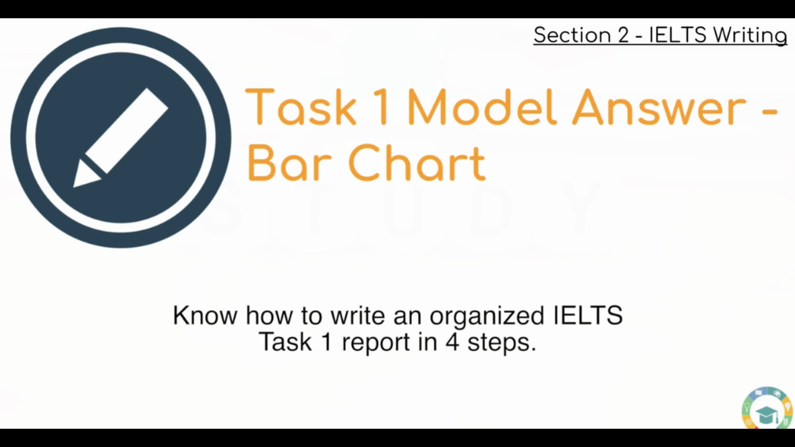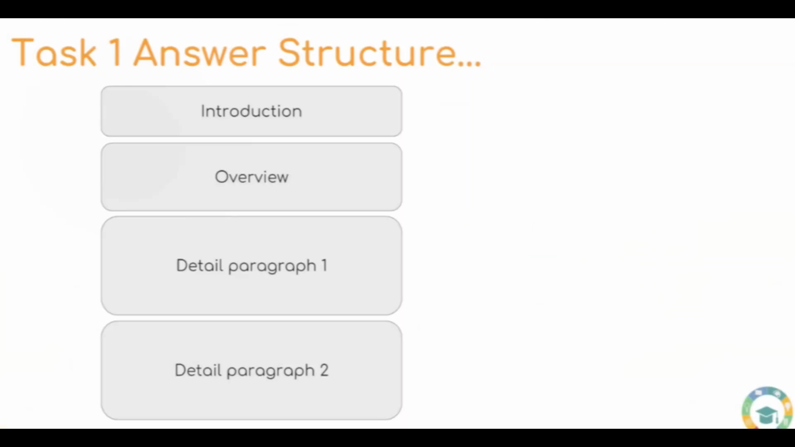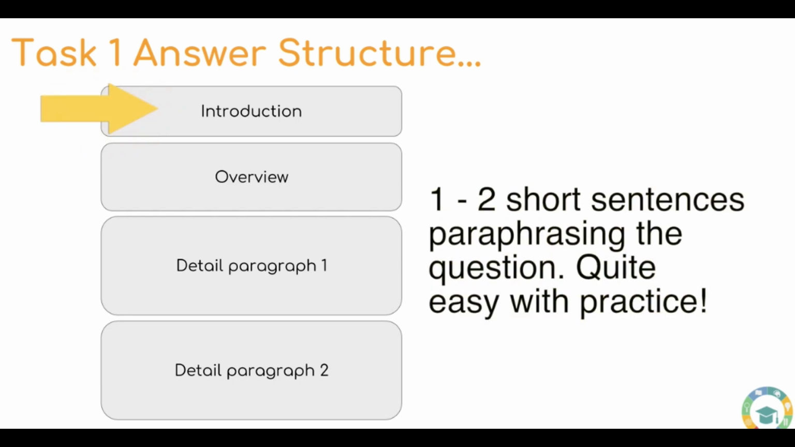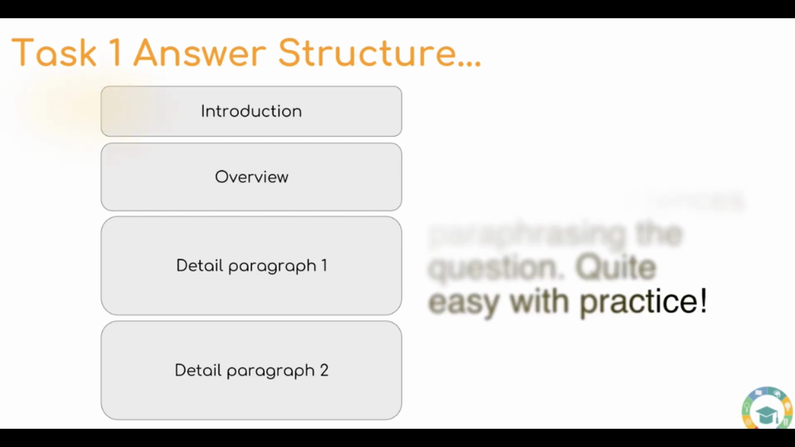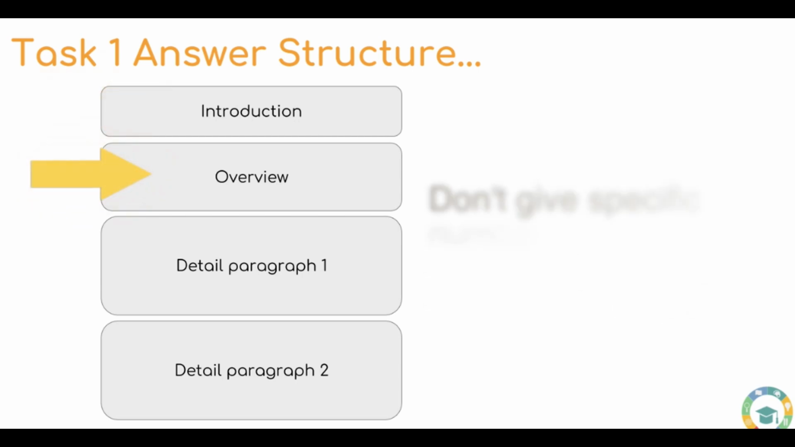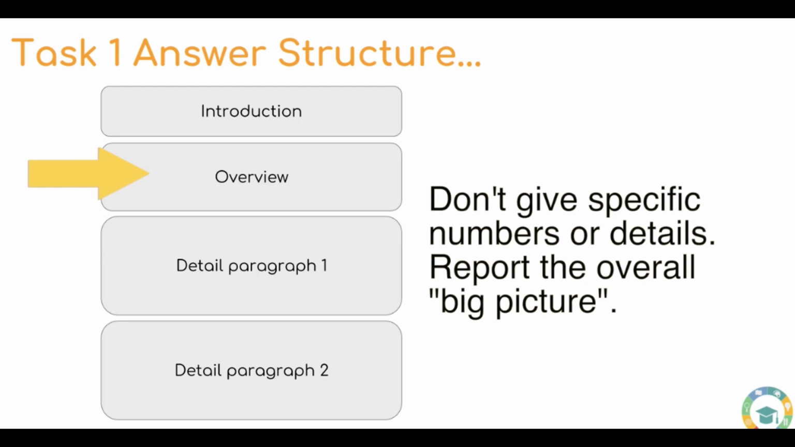First up, let's review the structure for answering a Task 1 question. The key reason we use this 4-step structure is so that you can score highly in task achievement, which makes up 25% of the band descriptors. Your first paragraph is the introduction, which really is made of no more than 2 sentences and introduces your report to the examiner. Next is your overview, which you must include to score a band 6 or higher.